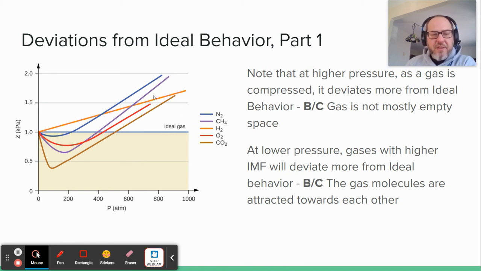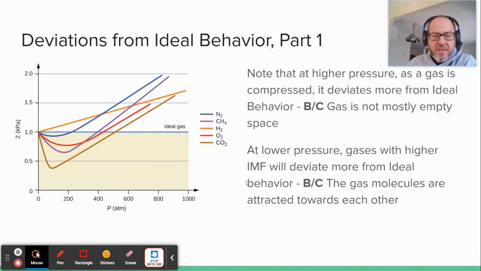And as you go to the right on this graph, you are getting higher pressure. And as you get higher pressure, you get smaller volume because the higher pressure compresses the gas into a smaller space. This makes sense. As they are closer together, they are not mostly empty space, and the volume of the particles matters, because they are taking up space. So that causes deviations from the ideal behavior.